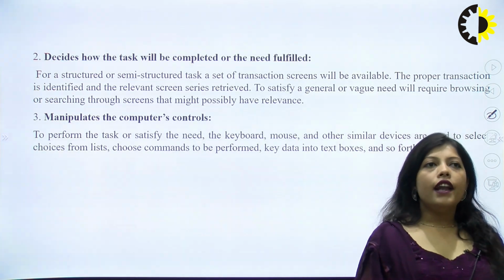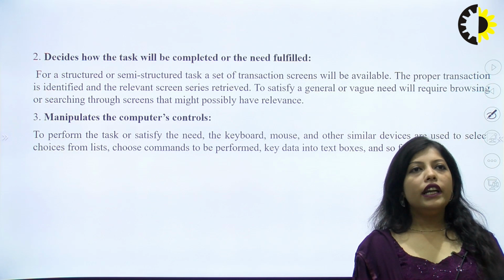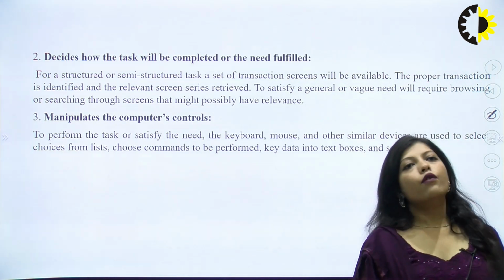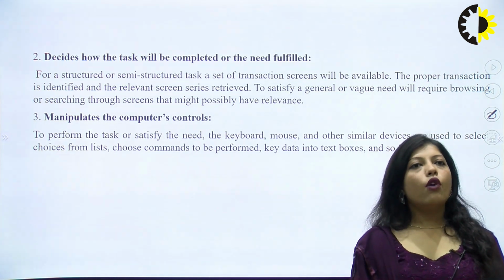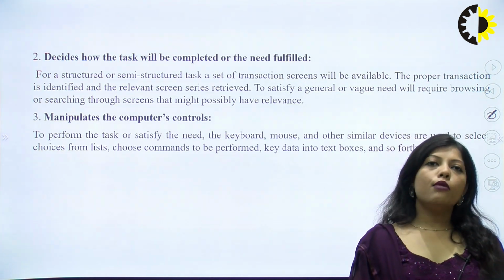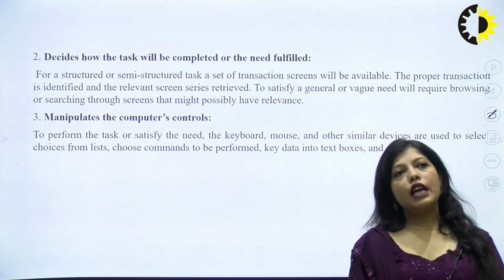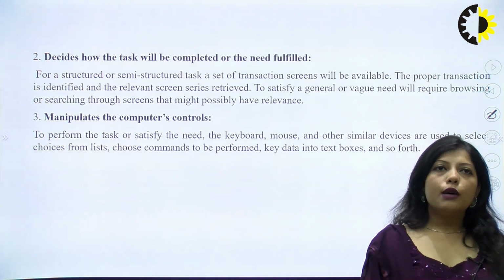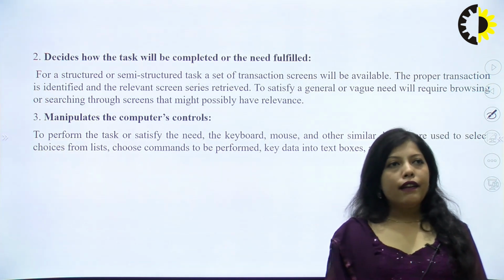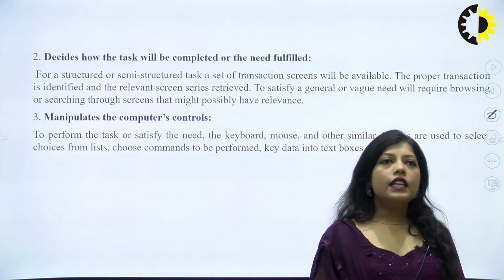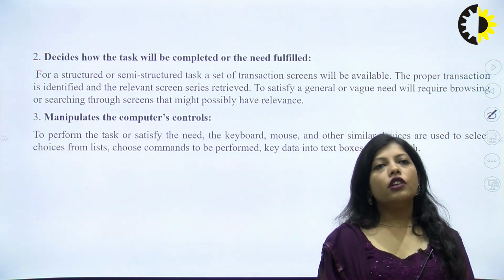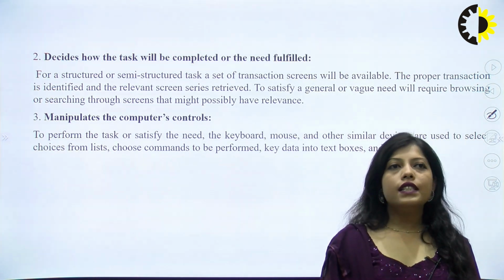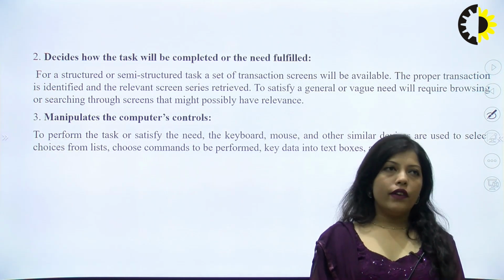Next is to decide how the task will be completed or the need fulfilled. So in the first point, we decide what objective we have. In the next, what procedure we have to follow to accomplish the task. So for a structured or semi-structured task, a set of transaction screens will be available. The proper transaction is identified and the relevant screen series retrieved. To satisfy a general or vague need will require browsing or searching through screens that might possibly have relevance.